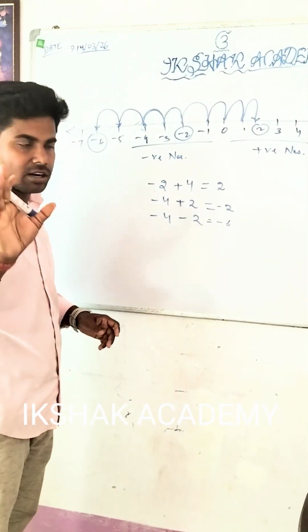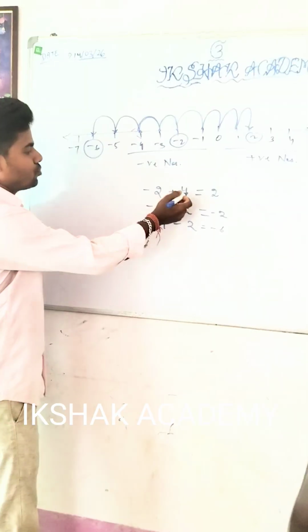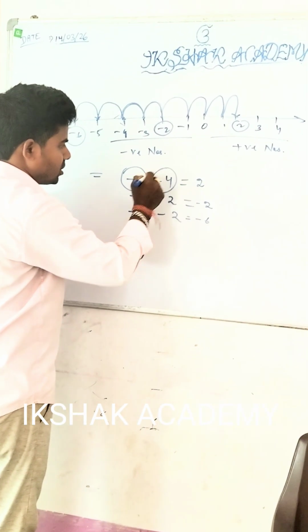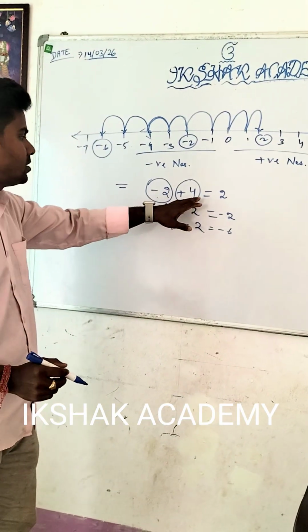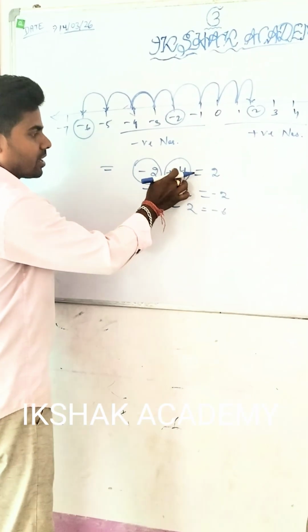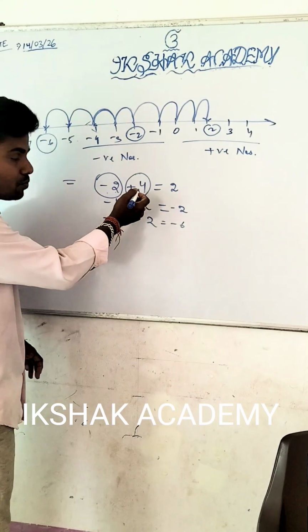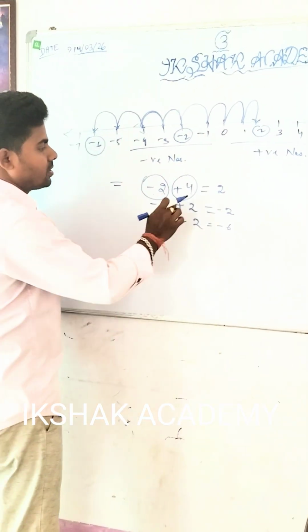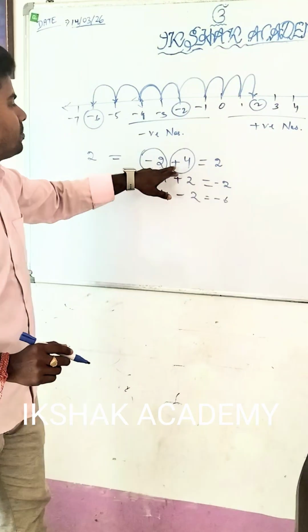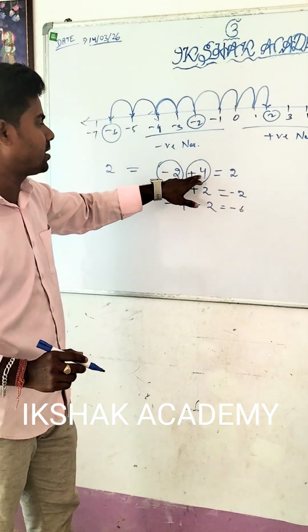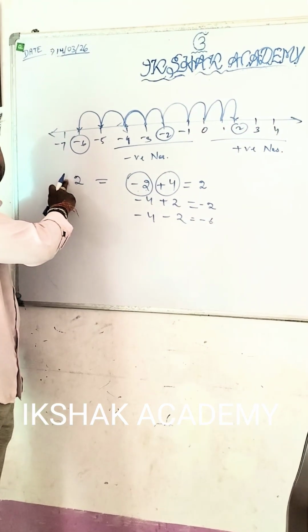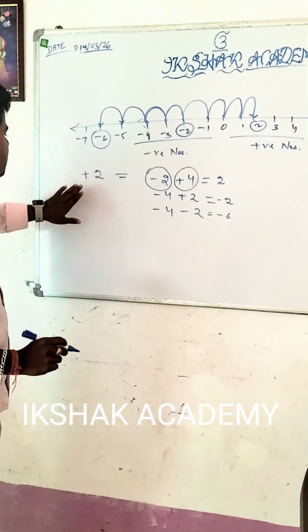But apart from this, there is a shortcut trick. For -2 plus 4, here it is a negative number and a positive number. Two different signs are present, a positive number and a negative number. That means you have to subtract the smaller number from the greater number. Here the smaller number is 2 and the greater number is 4. So 4 minus 2 equals 2, and the answer follows the sign of the greater number. The greater number is 4 and it has a positive sign, so the answer is also positive, that is +2.